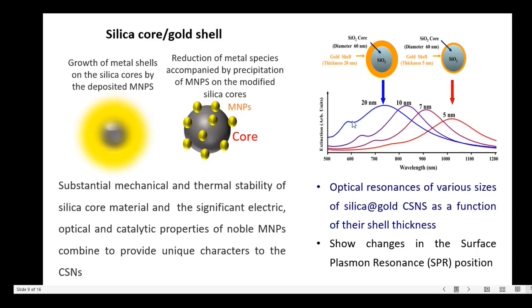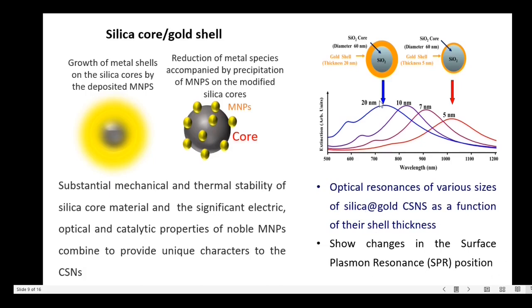So here we have the extinction spectra of the silica@gold nanocomposite. The diameter of the silica core is 60 nanometers and the gold shell thickness is 20 nanometers. Here the thickness varies from 20 nanometers to 5 nanometers. This is the core-shell structure with the 5 nanometer shell thickness. Here it represents the optical resonances of various sizes of silica@gold core-shell nanostructures as a function of their shell thickness, and it shows the changes in surface plasmon resonance position.